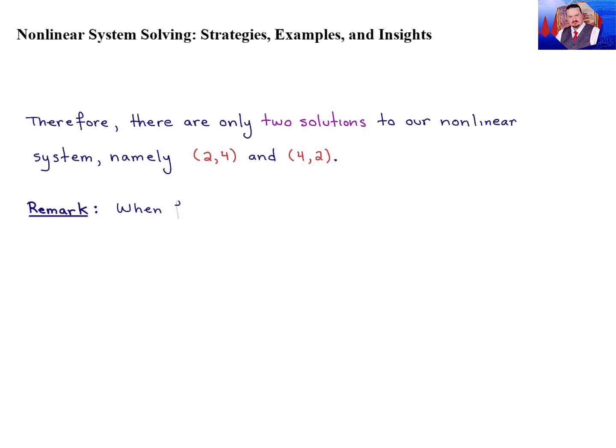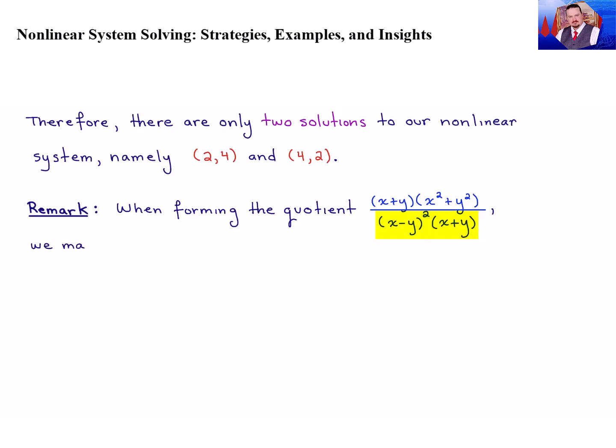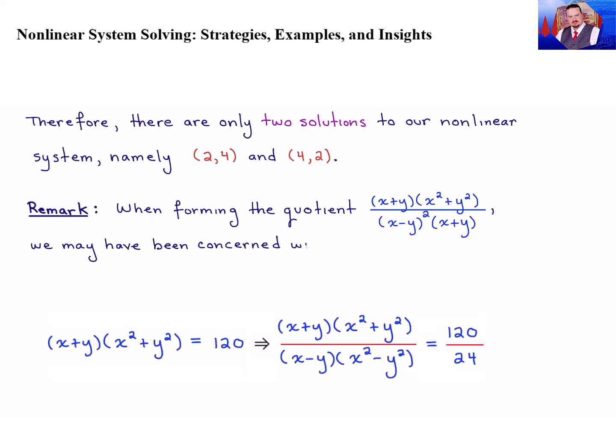Now, here's the comment that I was going to make. When we form that quotient, you could say take the original equation and divide both sides by (x minus y) squared times (x plus y). You could easily do that and then get the same problem that we had to start with. But remember, you don't want to divide by 0. So when you think of it as a mathematical operation of dividing both sides of the original equation by that term, you need to be certain that that denominator can't be 0. And of course it can't.